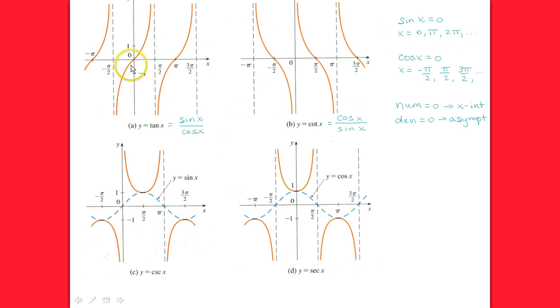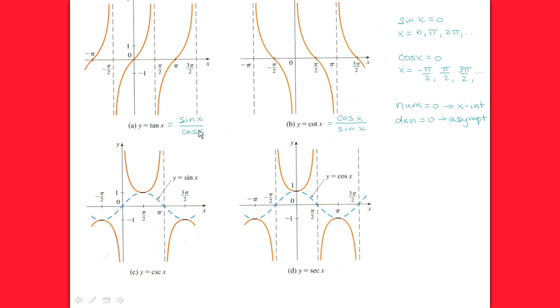And so sure enough, that's where my x-intercepts are: 0, pi, there'd be one down here at 2 pi, there's one over here at negative pi. Anywhere my denominator equals 0, I should have asymptotes, and this denominator is cosine, so cosine was equal to 0 at the multiples of pi over 2, and sure enough, that's where my asymptotes are, negative pi over 2, positive pi over 2, and 3 pi over 2.